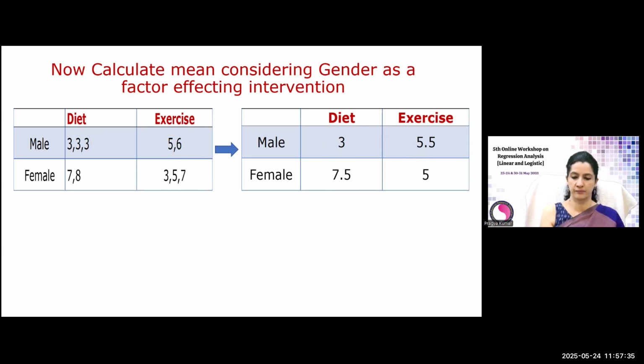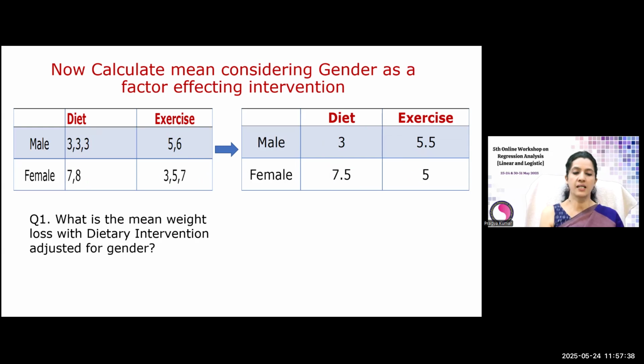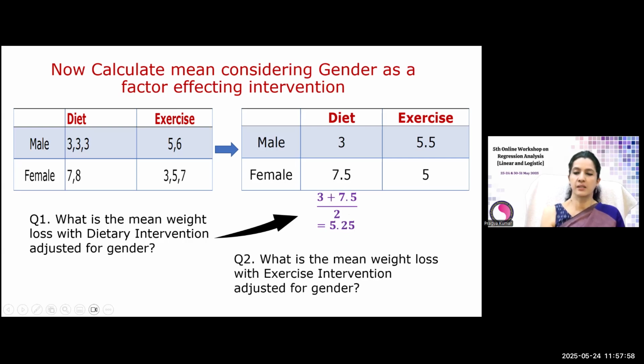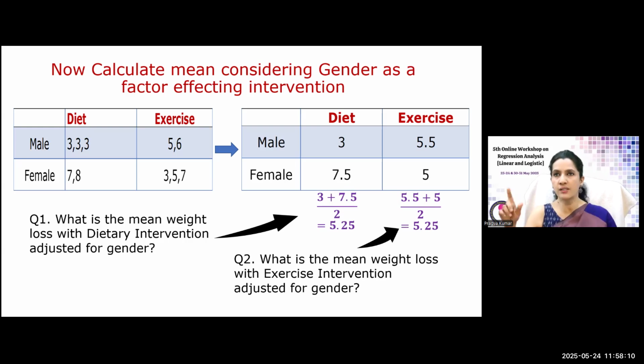Now, if I ask what is the mean weight loss with dietary intervention adjusted for gender? So this I have adjusted for gender. Then you can take the mean weight loss in diet: 3 plus 7.5 by 2. Mean weight loss will be 5.25. Similarly, the mean weight loss in the exercise group will be 5.5 plus 5 by 2, which is again 5.25. So if I have adjusted for gender, can you see that the weight loss is the same in both the groups? Can you appreciate this?